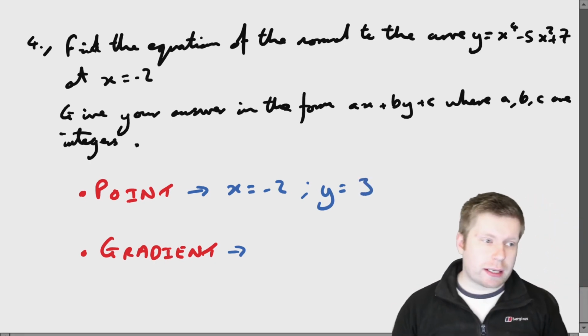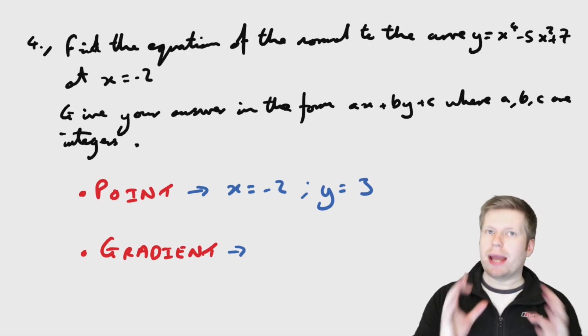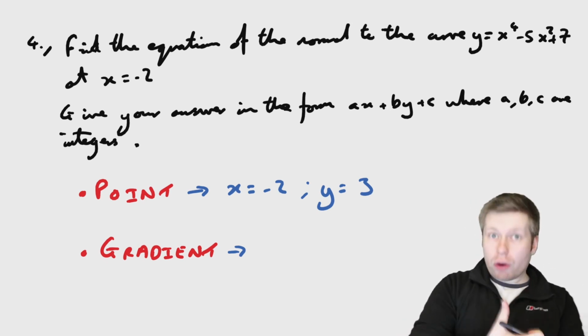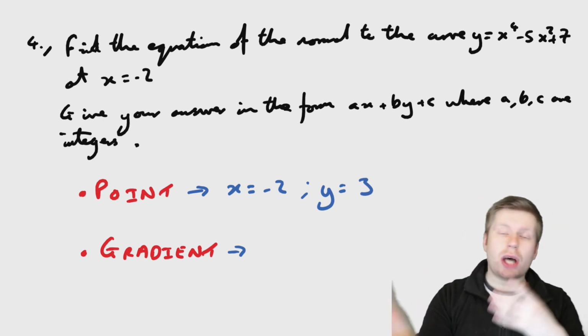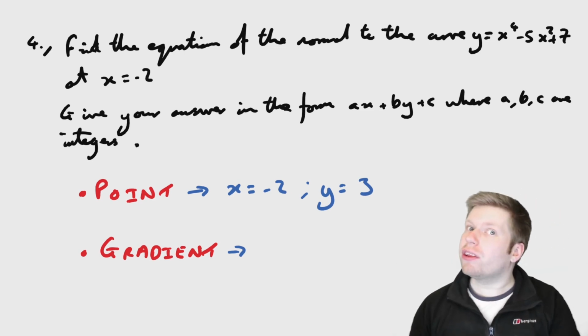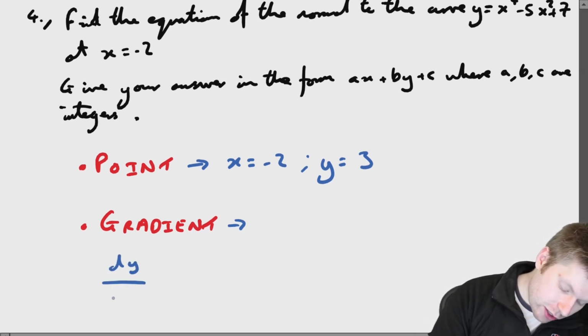Now I need to find the gradient. Well, look, I can't find the gradient of my normal line directly. However, I know how to find the gradient of the tangent line. And I know how my tangent and normal lines are related to each other. So if I find the gradient of the tangent, I should be able to find the gradient of the normal relatively straightforwardly. So let's first of all differentiate to find the gradient of my tangent.